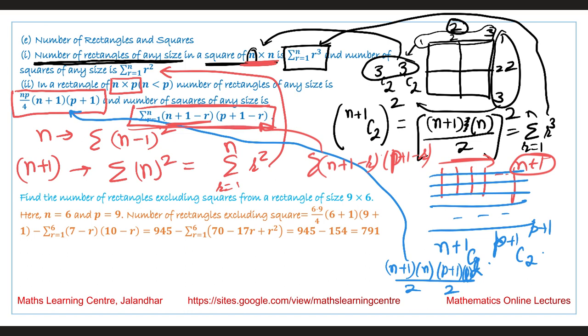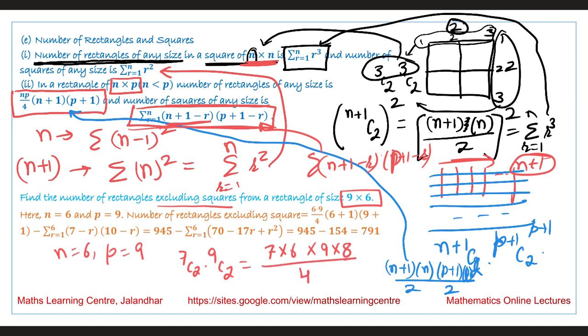Next is: find the number of rectangles excluding the squares from a rectangle of side 9 cross 6. So the value of n is 6, the value of p is 9. Now we have to find the number of rectangles. So the answer is 7c2 into 9c2. That is equal to 7 into 6 into 9 into 8 divided by 4, which is equal to 945. So these are the total number of rectangles we have.